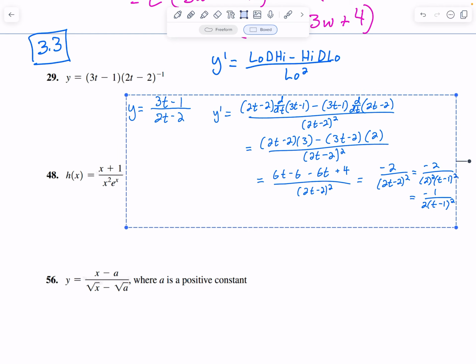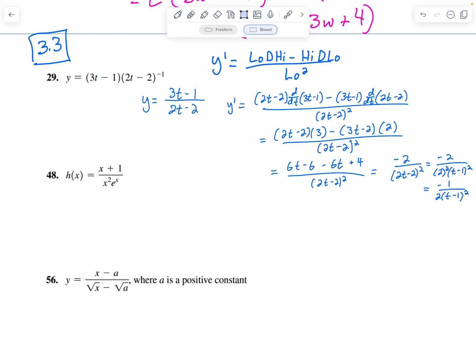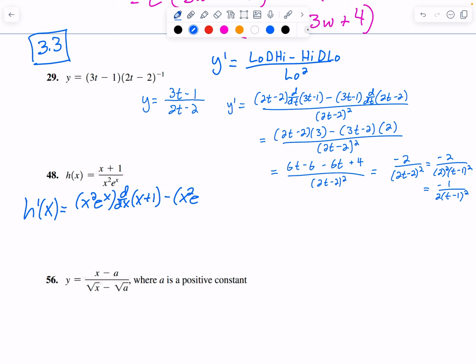I'm going to put that right over here so I have more room. So h of x is already in the right form, so h prime of x is the low d high, that's the rule up here, it didn't change. So low is x squared e to the x times the derivative d dx of high, x plus 1, minus the low, x squared e to the x, times the derivative d dx of low. That's just following the formula. If you got confused there, I kind of did, just look back at the formula. And then we get this squared.